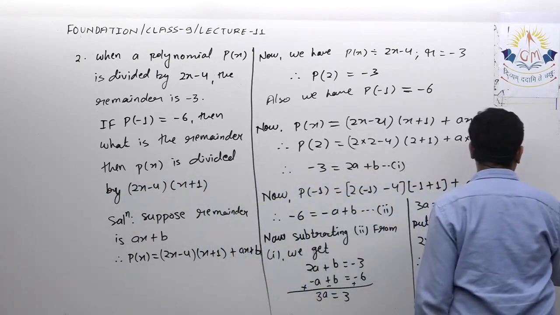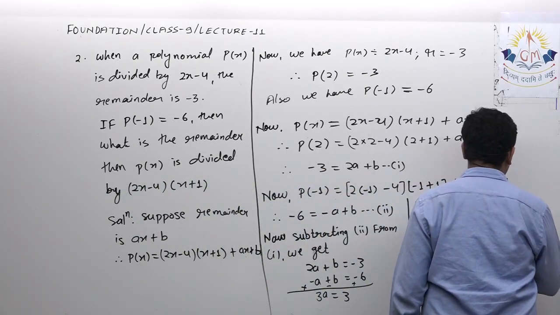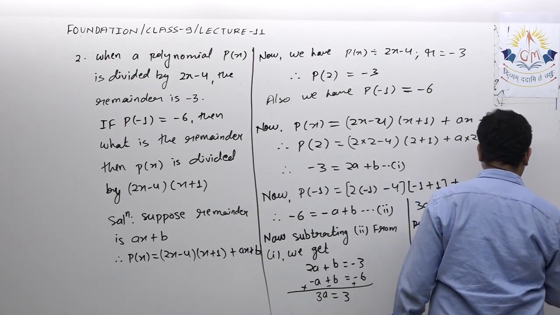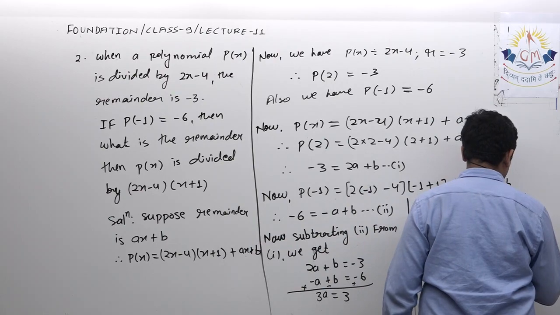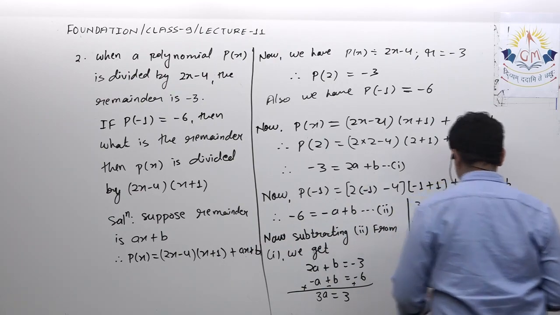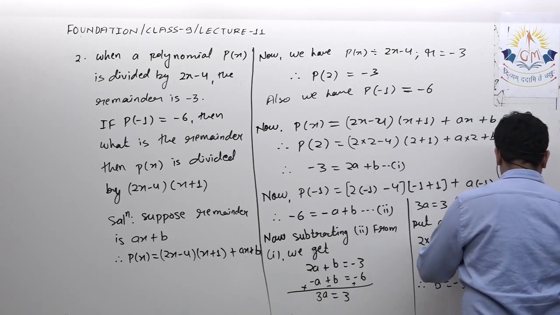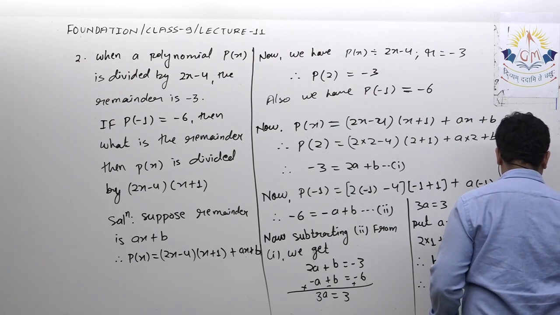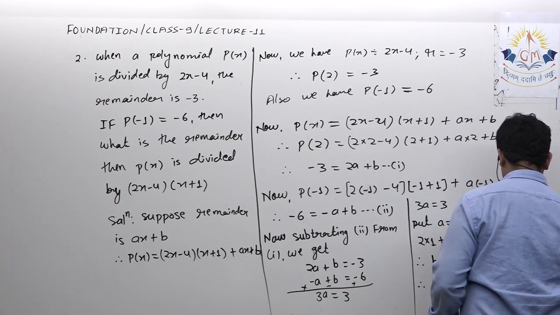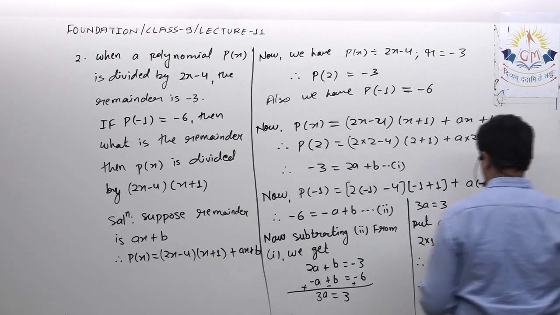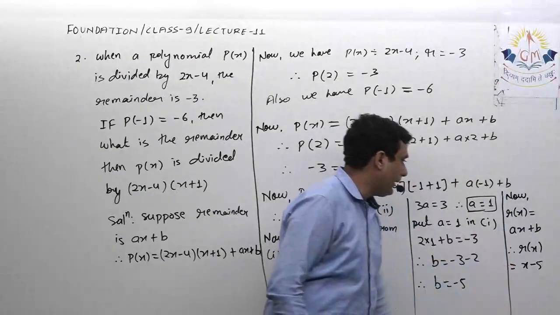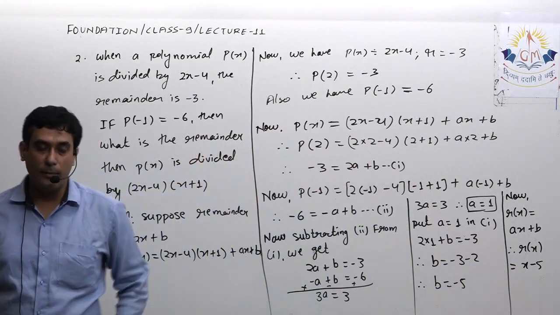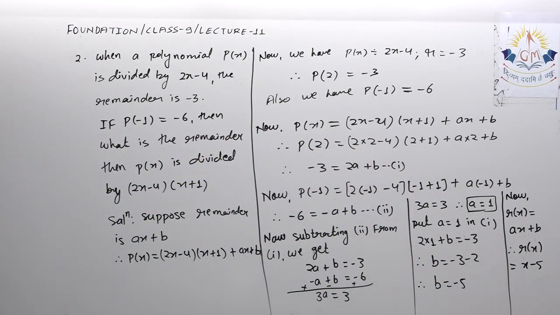So here finally I am writing the remainder. Now R(x), or remainder, is equal to ax plus b. Therefore now a is 1, so x minus 5. Therefore R(x) is equal to x minus 5. Okay, I kept a equal to 1 and b equal to minus 5. So this is the remainder, x minus 5. So please note it down, then we'll see the next question.